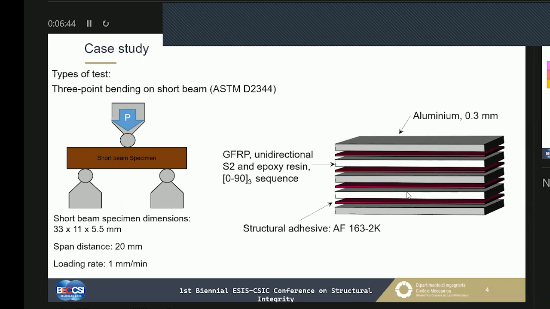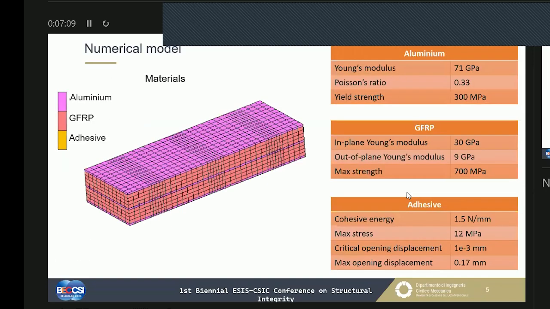of prepreg. Moreover, at each interface between the aluminum and the glass fiber, we introduced an adhesive, a film adhesive, that was the AF 163 2K, that is a common structural adhesive used for aeronautical applications. And here, the numerical model.